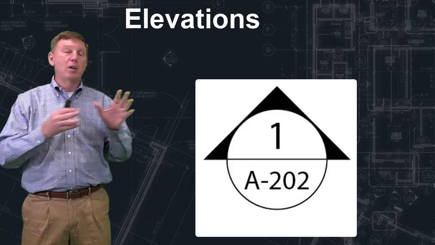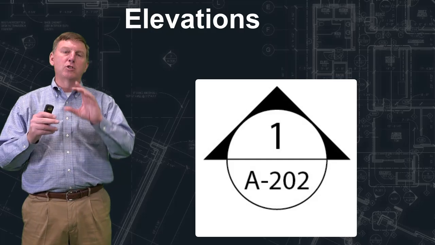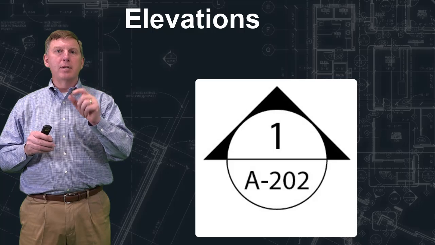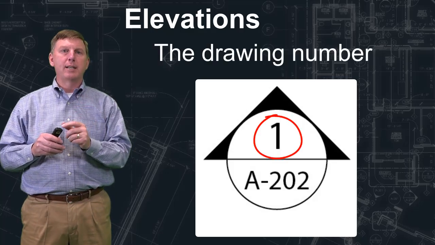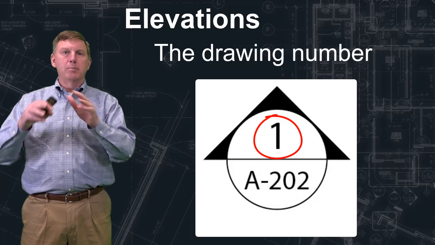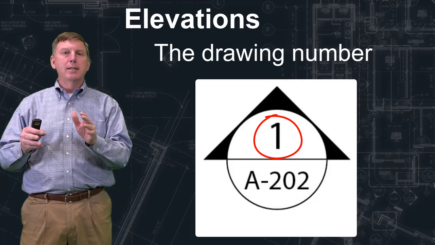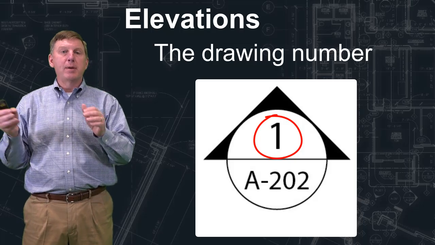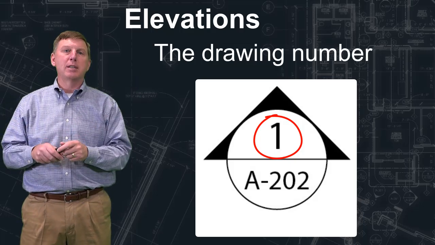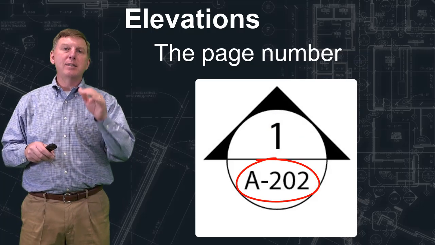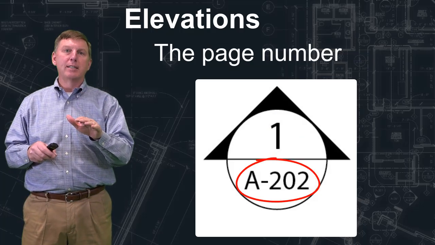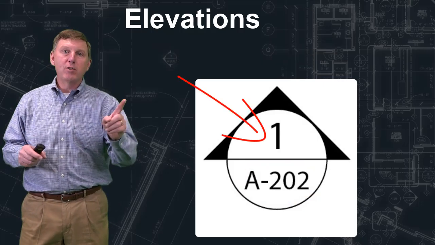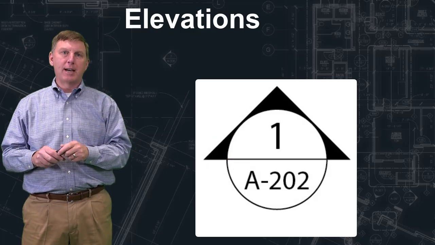Now, this is the most common symbol for elevations, which is a circle and an arrow. In the circle, the top number is the number of the drawing to look at. So what we just talked about, multiple elevations on a single page. For this, we would be looking at elevation 1. If we wanted to look at the second elevation on that page, we would look at 2. The number would be 2 at the top. On the bottom is the page number that we have to look at. That's what makes it so easy. When we see a symbol like that, we know what drawing to look at and what page to look at.